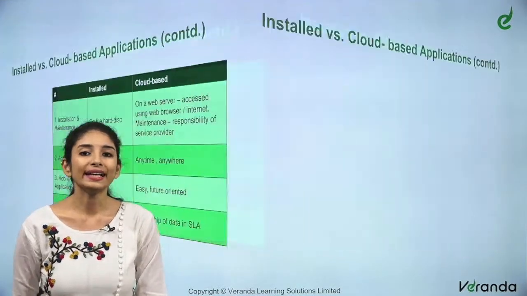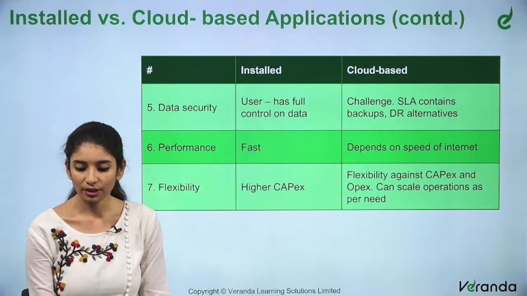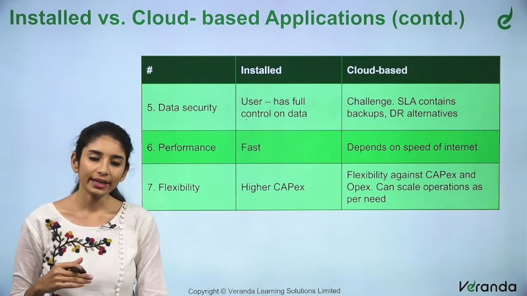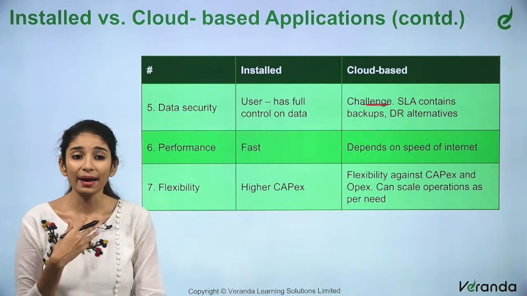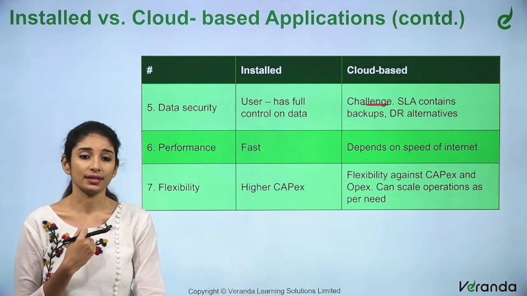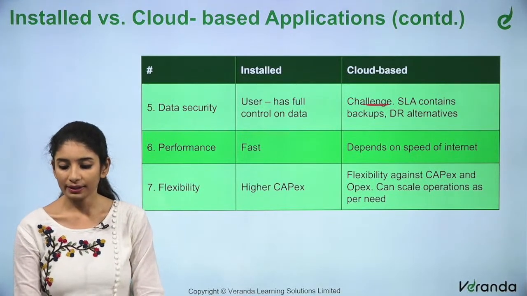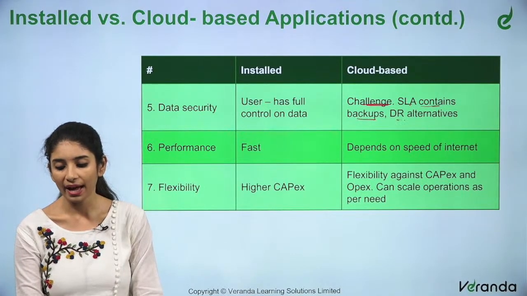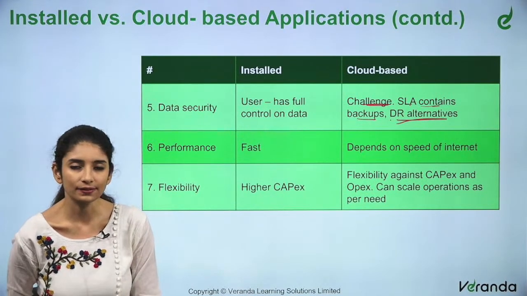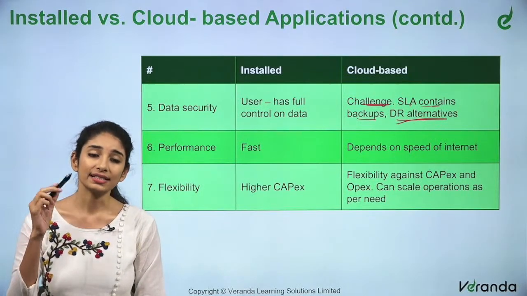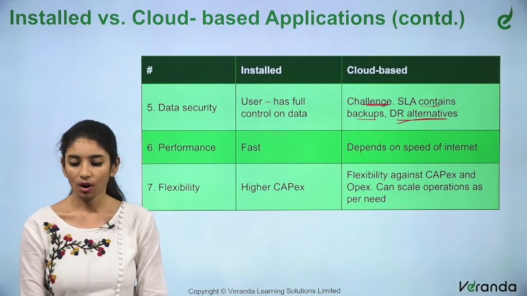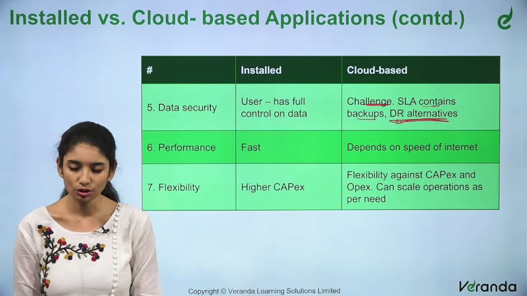Next point is on data security. User has full control on data, and cloud-based data security is a challenge because the data is not in my lock and key. It's not under my control. The SLA contains backups and disaster recovery alternatives. In case of any unplanned event, the SLA will contain how the duties and responsibilities should be shared.